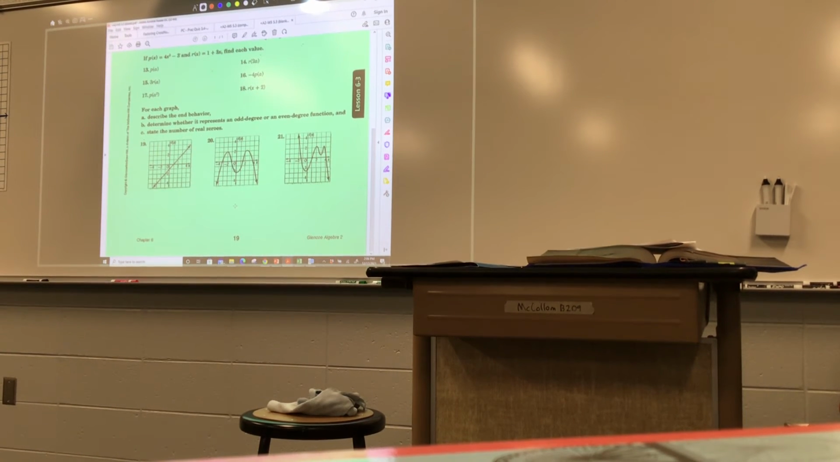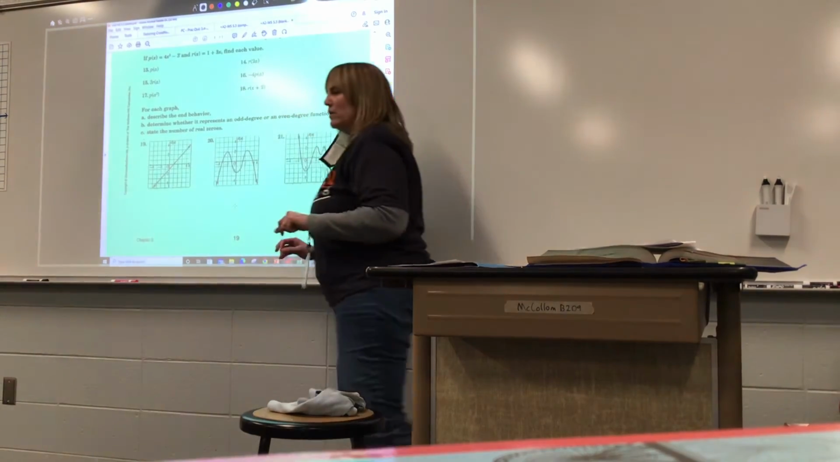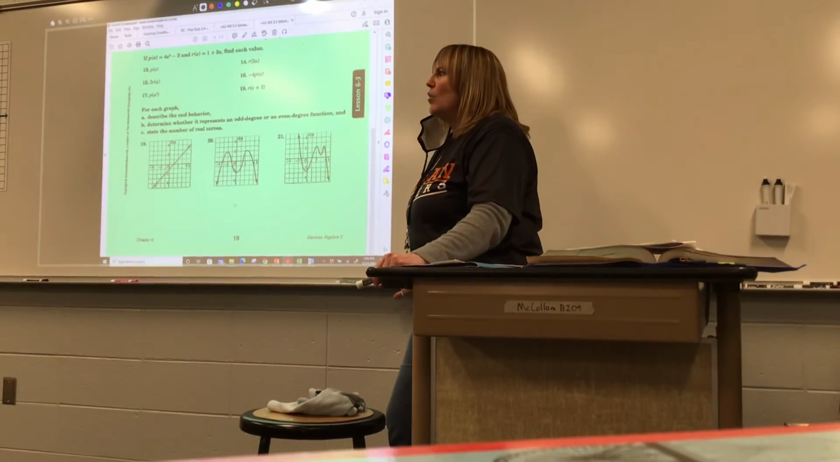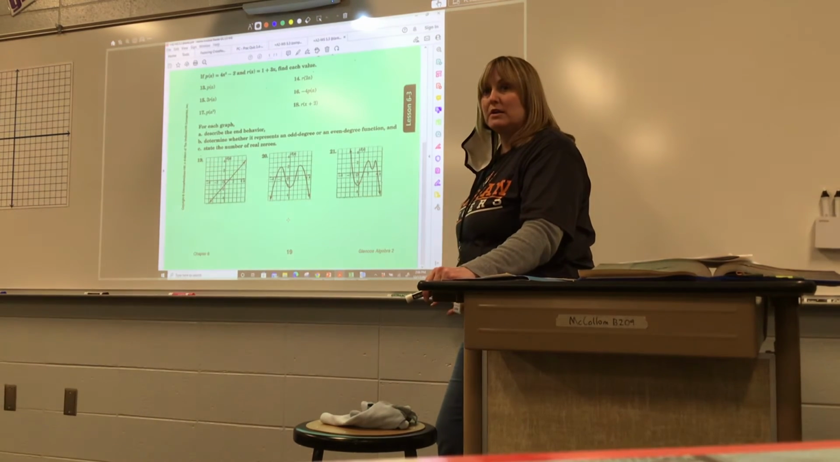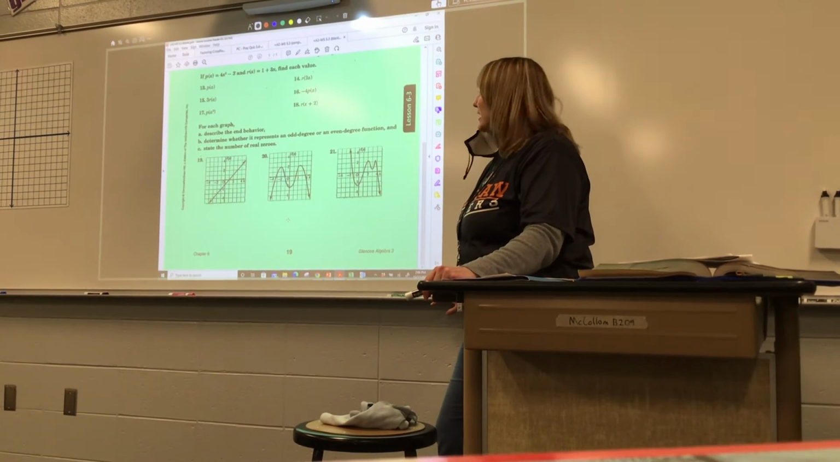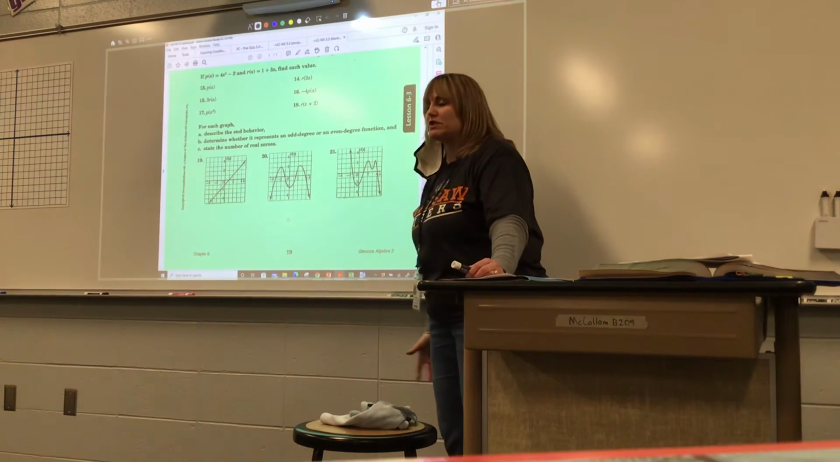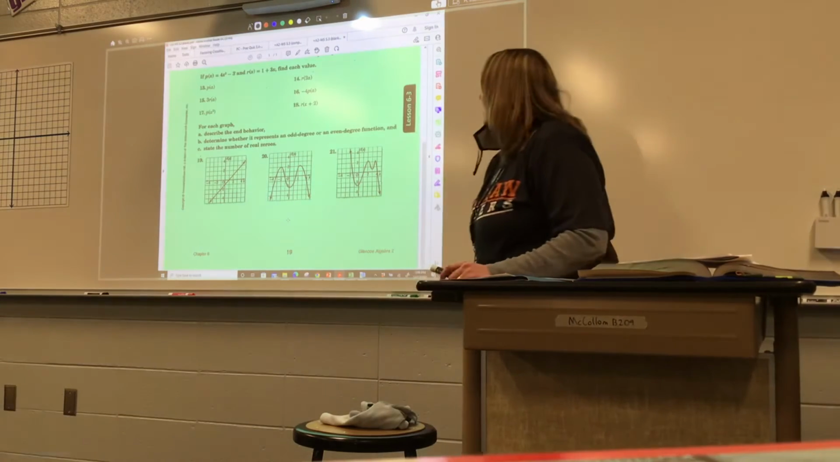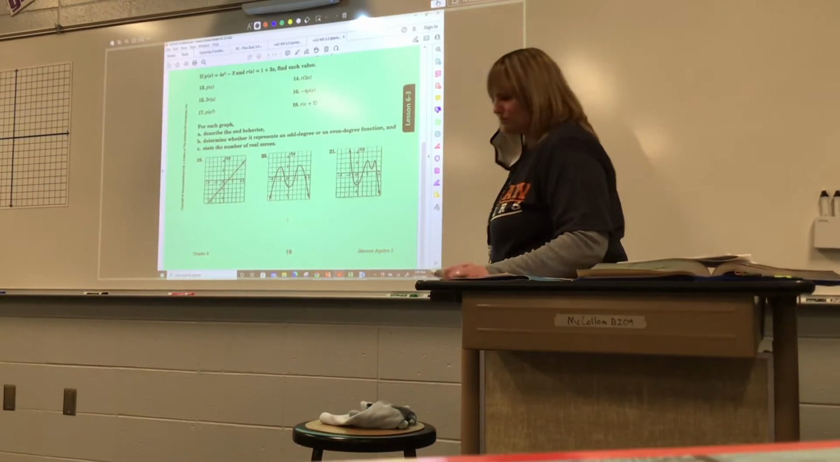The last three problems give you graphs. On the graph, they ask you to describe the end behavior, meaning whether the right and left end is rising or falling. I'll show you how you write it. Then we're going to determine whether the function represents an odd degree or even degree function. And then we're going to state how many real zeros we have.